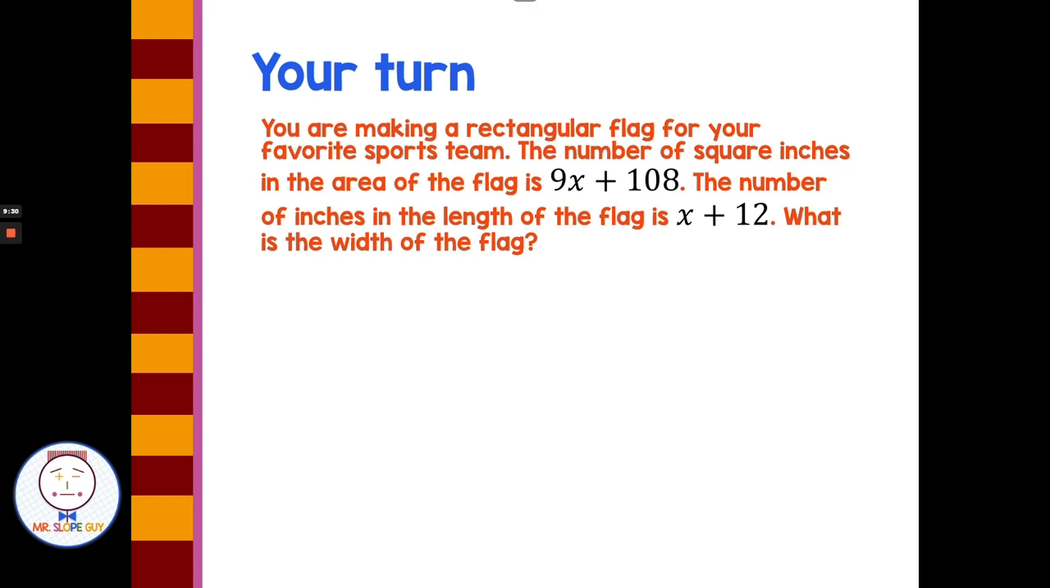All right, welcome back. So you're making a rectangular flag for your favorite sports team. The number of square inches in the area of the flag is 9x plus 108. The number of inches in the length of the flag is x plus 12. What is the width of the flag?